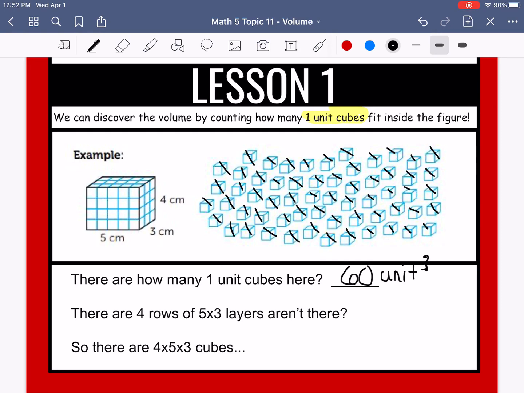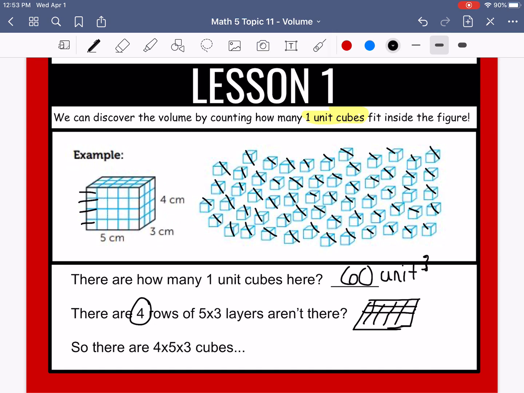So if we were to look at the bottom layer of this Rubik's Cube, we have 1, 2, 3, 4, 5, and 1, 2, 3. It's a little bit off, it's a little messy, but anyway, you get the point. Let's put that back on there. That's the bottom layer there. How many layers are there? If we count, we have 1, 2, 3, 4. There are 4 layers or 4 rows of this 5 by 3.